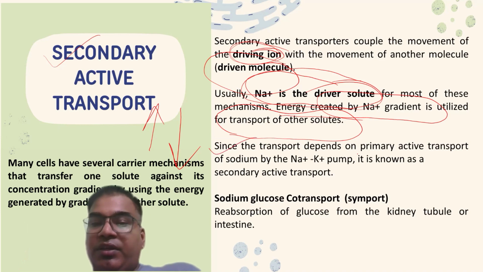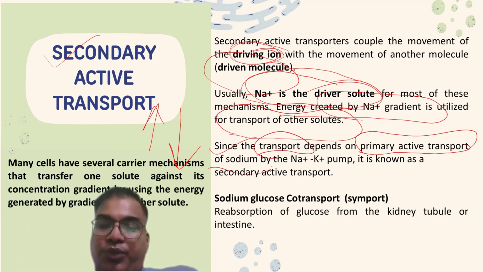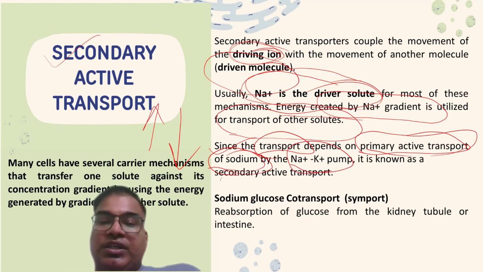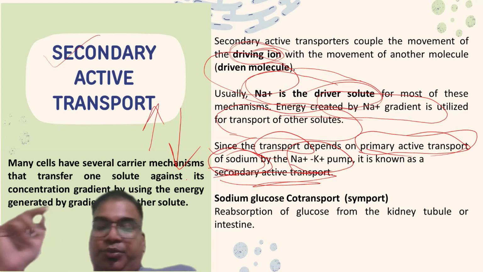So basically, the transport depends on the primary active transport of sodium. Secondary active transport is dependent on the primary active transport of sodium by the sodium potassium pump. That's why it is called secondary active transport.